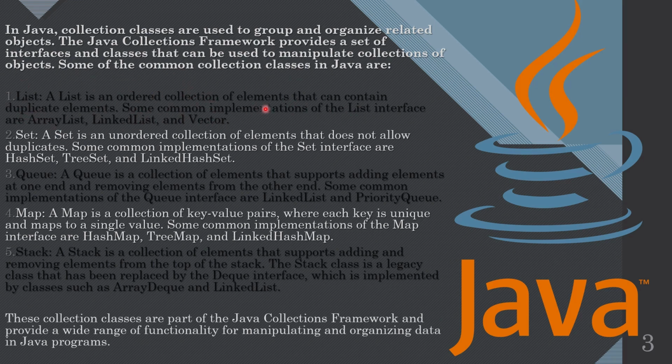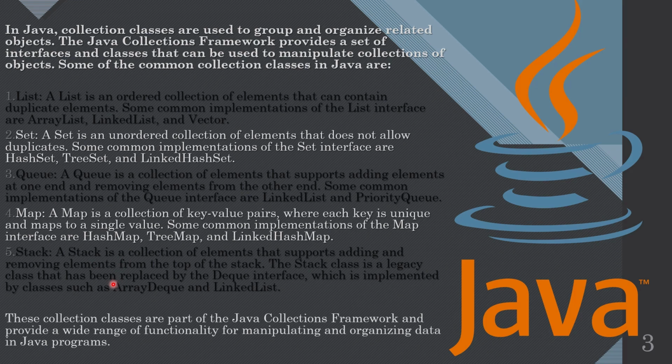Set. A set is an unordered collection of elements that does not allow duplicates. Some common implementations of the Set interface are HashSet, TreeSet, and LinkedHashSet. Third, queues. A queue is a collection of elements that supports adding elements at one end and removing elements from the other end. Some common implementations of the Queue interface are LinkedList and PriorityQueue. Map. A map is a collection of key-value pairs where each key is unique and maps to a single value. Some common implementations of the Map interface are HashMap, TreeMap, and LinkedHashMap.